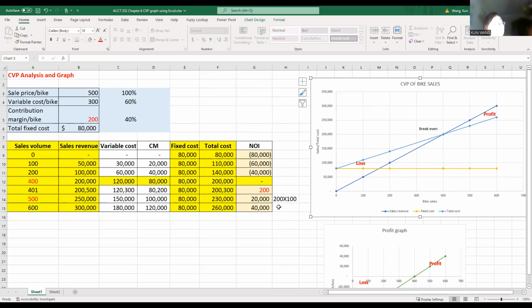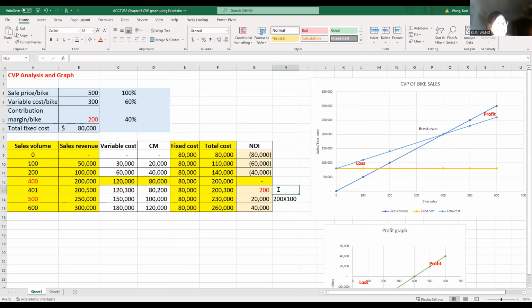Because we have the per unit contribution margin multiplied by the additional 100 units, and this 100 units is your margin of safety. So how much are we above the break even? We have 100 above the break even. So that's your safety margin. This is the break even, and this is where you have a margin of safety. And if you continue to raise your volume, we have more.